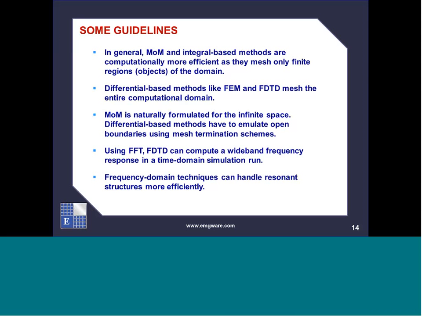Why? Because they mesh only finite regions of the domain, the objects. For example, if you have a patch antenna, you just mesh or discretize only the surface of the metallic patch and the line that is feeding it. As opposed to differential-based methods like finite element or FDTD that have to mesh the entire computational domain. So if you want to use FDTD to solve a patch antenna, you have to not only discretize or mesh the metal portion of the patch and the feed line, but you also have to discretize the substrate, and you also have to discretize part of the free space, or the air region above the patch antenna.